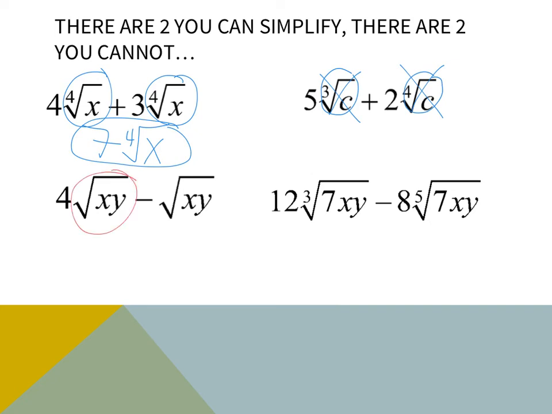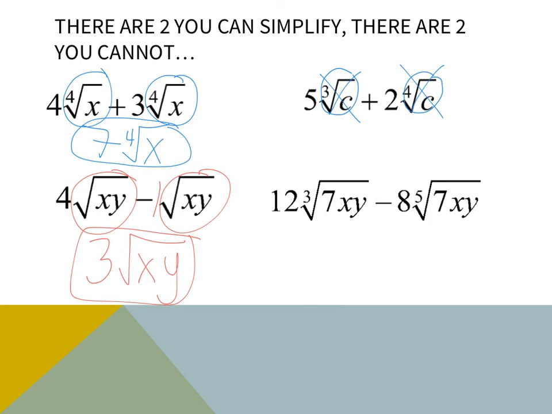Alright, bottom left, we have square root of xy and square root of xy. These two are the same, and we can just subtract. Well, think of this as like minus 1 root xy. What's 4 minus 1? Well, that would be 3 square root xy. Awesome.